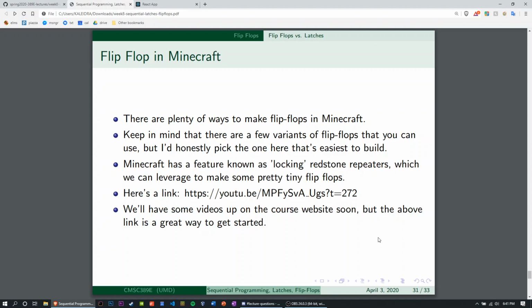Don't use pistons. Probably a bad idea in this class. If you're building secret doors or whatever on your server, feel free. But in this particular class, for the sake of your test and everything coming out properly, try to stay away from those. That's my little spiel on pistons. But again, locking redstone repeaters is the key there. We'll probably post some stuff on that to help you figure it out.